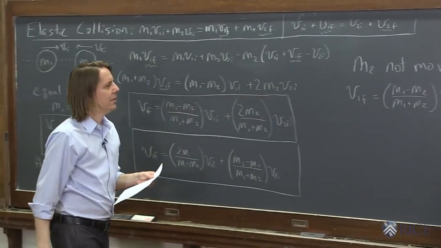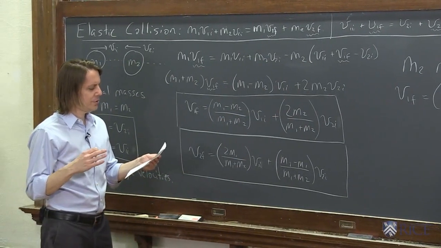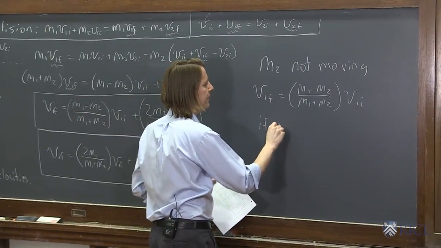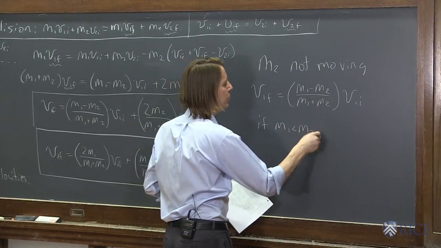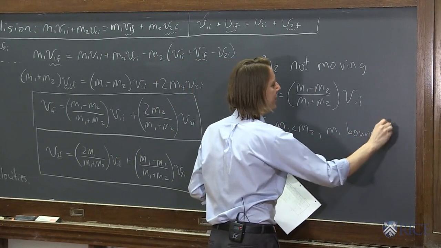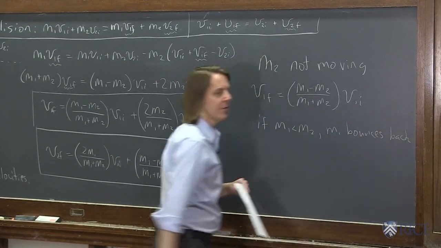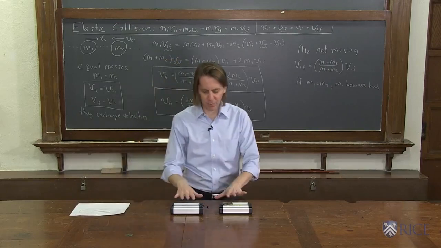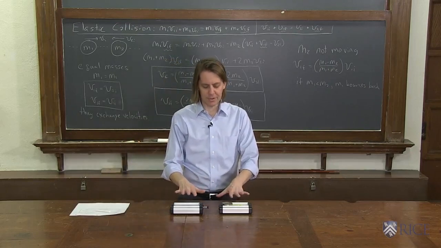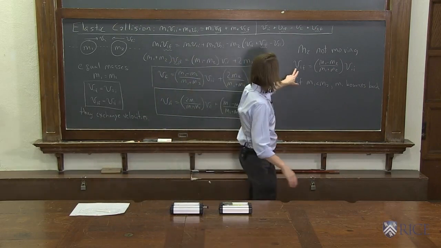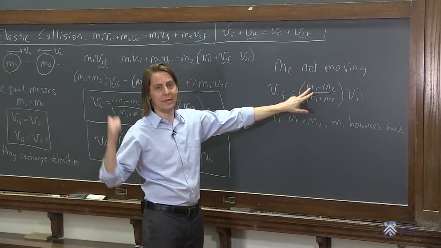So what this tells you is if M1 is less than M2, M1 bounces back. It'll bounce off of something if it hits something bigger than it is. So we can show you that. We can take M1, M2. Here they're the same mass. So that would be a case where it would not move at all. V1 final would be 0. We did that over there.